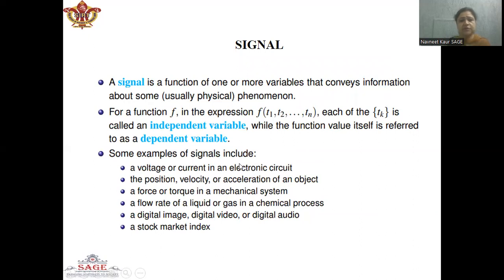Now, examples of signals are a voltage or current in an electronic circuit, the position or velocity of any object, the force in a mechanical system, a digital image, a digital video or audio signal, or a stock market index. Likewise, we can have many examples of signals in our daily life.